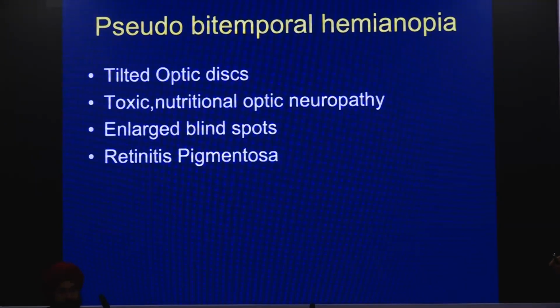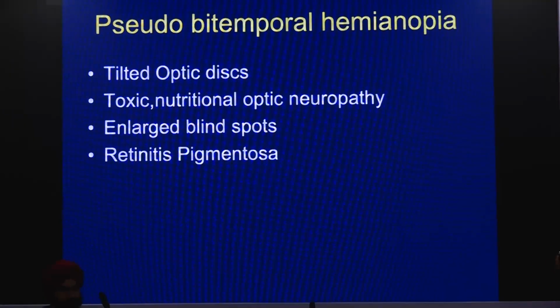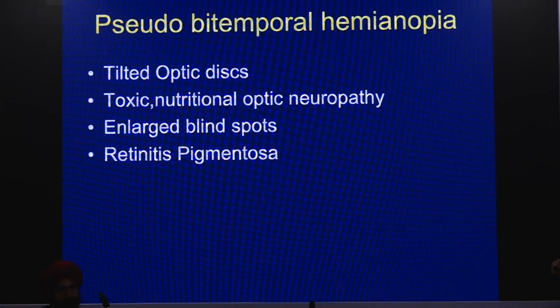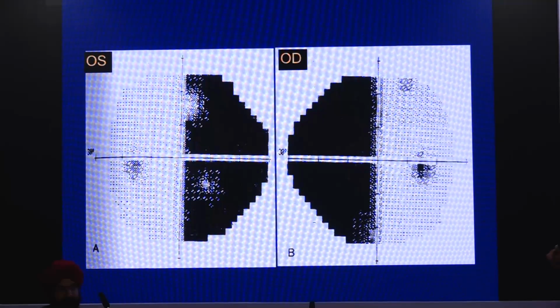However, one has to remember that bitemporal hemianopia is not always neurological, or it's not always compressive. There are lesions like these which can give you a visual field defect which may appear predominantly bitemporal, like tilted optic disc, and nutritional optic neuropathy, especially, can present with bitemporal defect. Enlarged blind spot sometimes can be confused with bitemporal defect, or RP initially can have a predominant temporal defect.